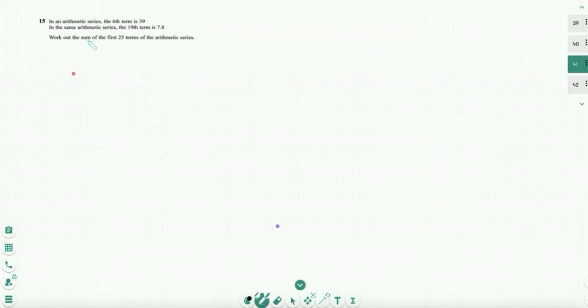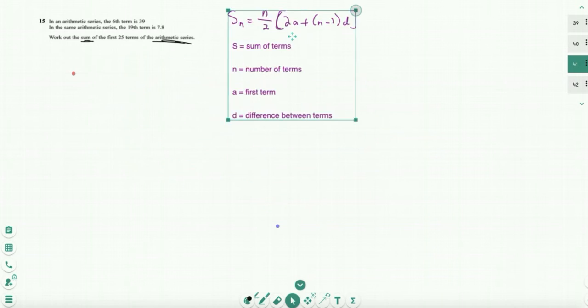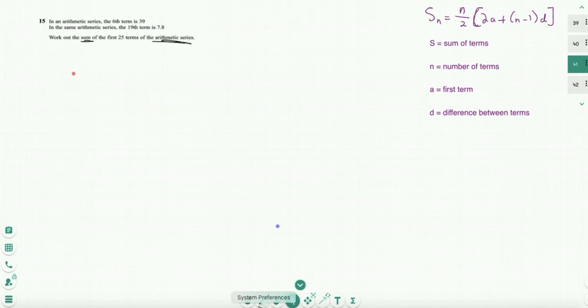So I'm being asked to find the sum of an arithmetic series, so I'm definitely going to be using our formula. Let's get our formula out and just plug in the blanks. We're trying to find the sum of the first 25 terms. So n is the number of terms. Well, we're going to add the first 25 terms. So 25 over 2, open brackets, 2 times a. a is the first term. Well, in this sequence, we only know the 6th term and the 19th term, so we don't know what a is yet.